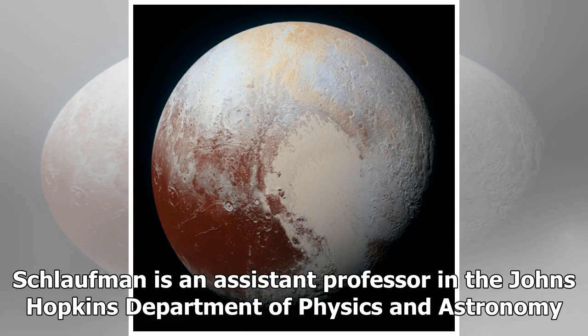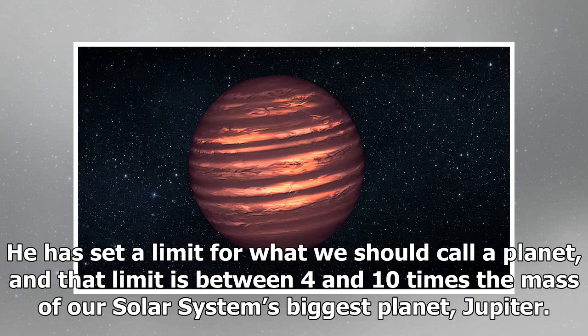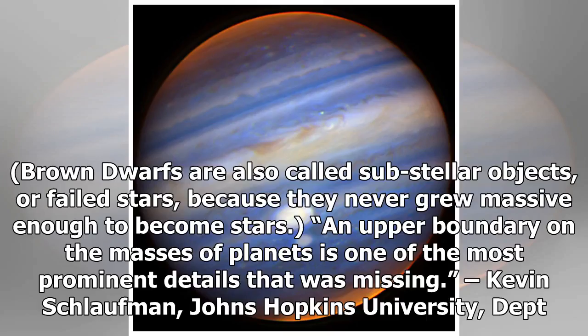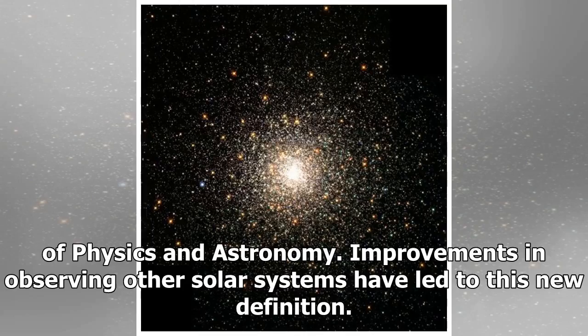Schlaufman is an assistant professor in the Johns Hopkins Department of Physics and Astronomy. He has set a limit for what we should call a planet, and that limit is between 4 and 10 times the mass of our solar system's biggest planet, Jupiter. Above that, you've got yourself a brown dwarf star. Brown dwarfs are also called substellar objects, or failed stars, because they never grew massive enough to become stars. "An upper boundary on the masses of planets is one of the most prominent details that was missing." Kevin Schlaufman, Johns Hopkins University, Department of Physics and Astronomy.